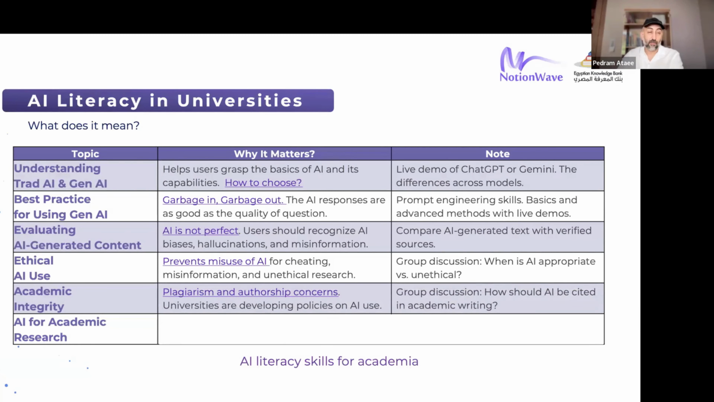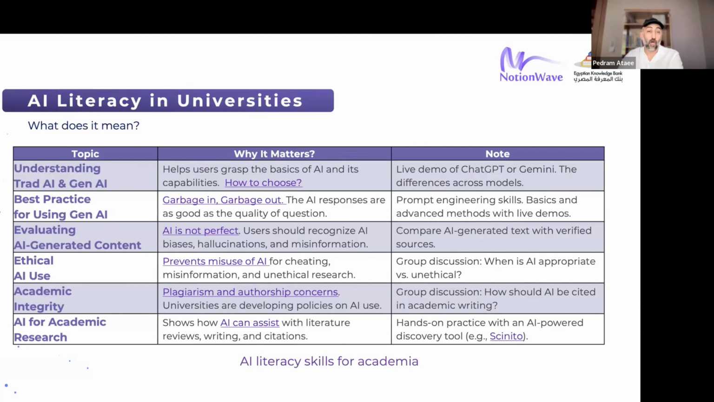In the context of the university, we have to keep our integrity, academic integrity, especially for plagiarism and all the authorship concerns that we have. Big universities provide some policies that we are going to go through some of today. We also need to understand what the right AI tools are and how we can use AI for academic research effectively. And definitely, for example, SCiNiTO is one of the tools that help us to run academic research effectively.